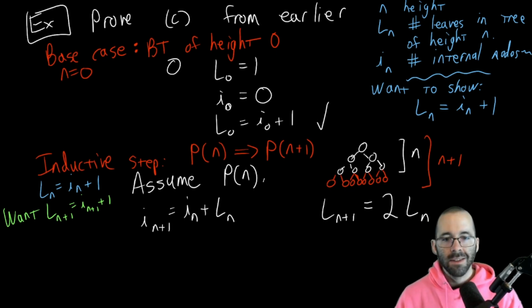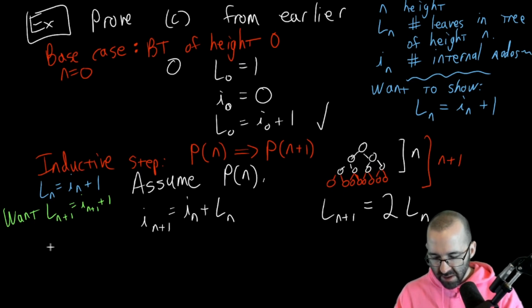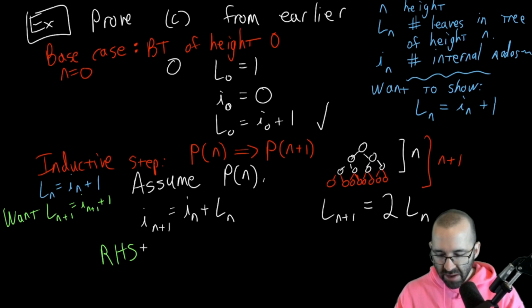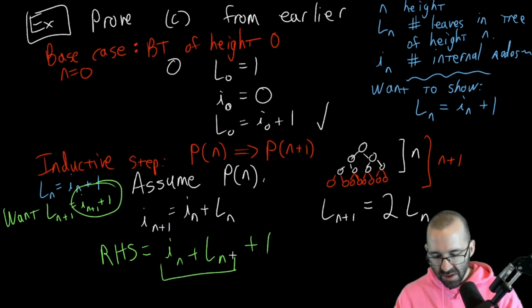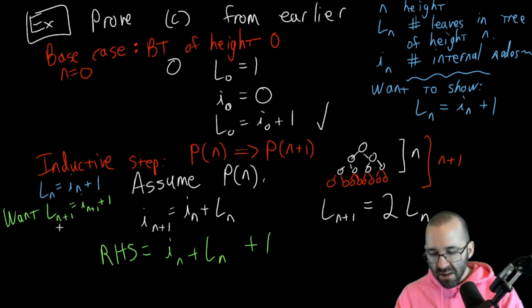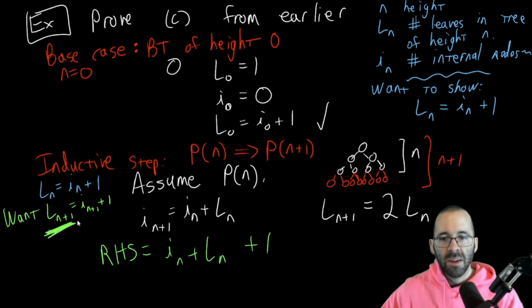So now let's look at this. We want this green thing to be true. And let's look at the right-hand side. What is the right-hand side of this green thing? It's I sub n plus 1 plus 1. I sub n plus 1 is this. The right-hand side is this. I sub n plus 1 is just this, and then we're adding the 1 just like we did before. Now we want to prove that this is equal to L sub n plus 1.